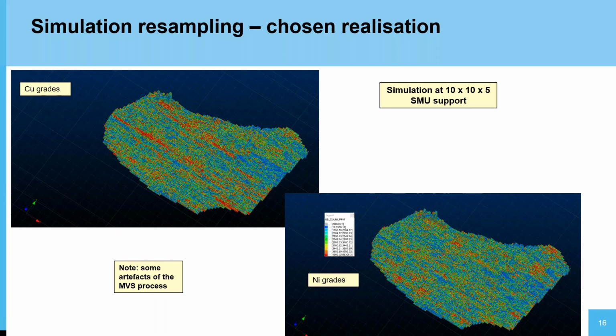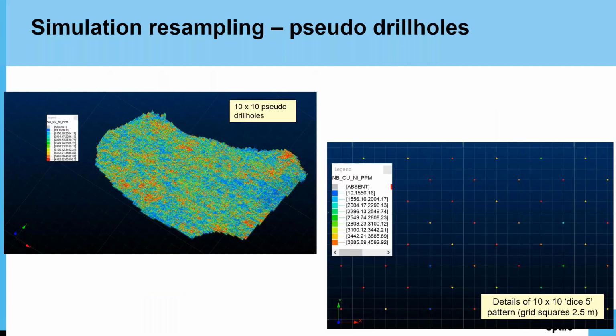This is copper, this is nickel. And this is a set of drill holes that was extracted from that data. We just used Datamine macros to do this. And this is 10 by 10 drill holes. So obviously it's quite dense. This is quite a big area. And in close-up, this is what we've got. This is just the drill holes on this dice 5 pattern, 10 by 10.